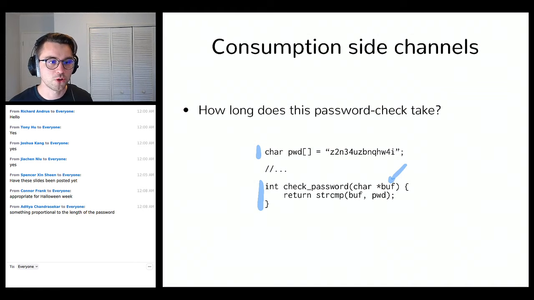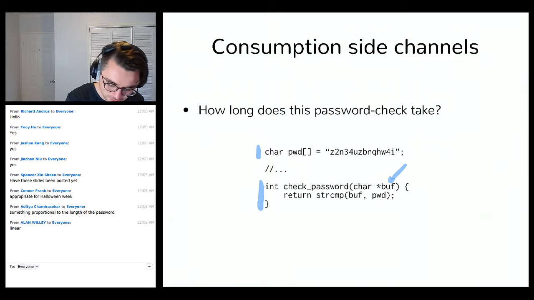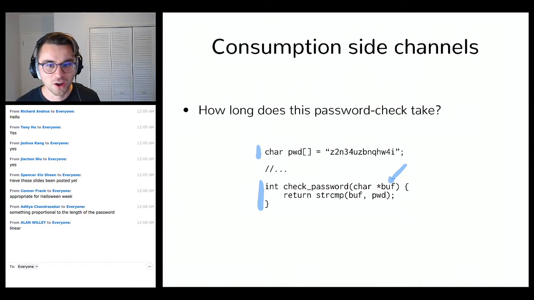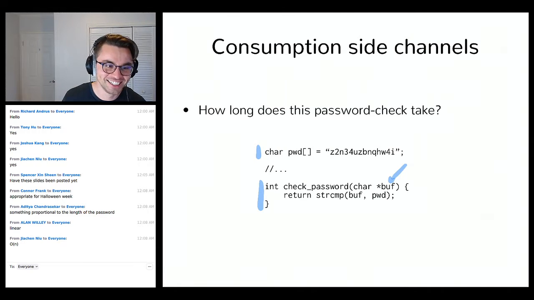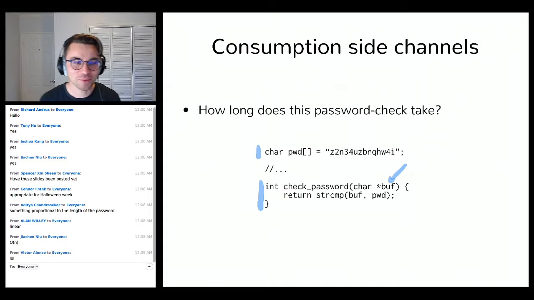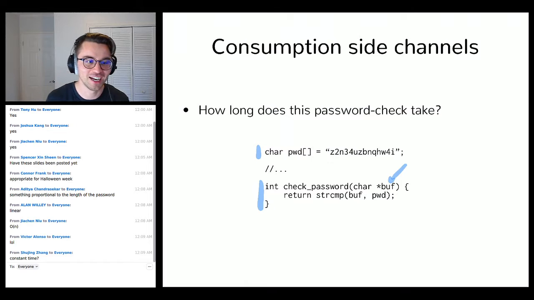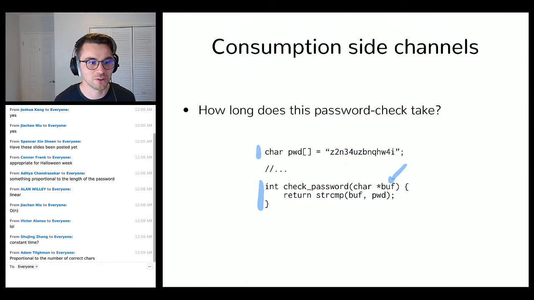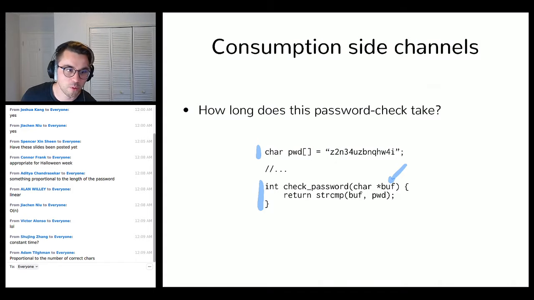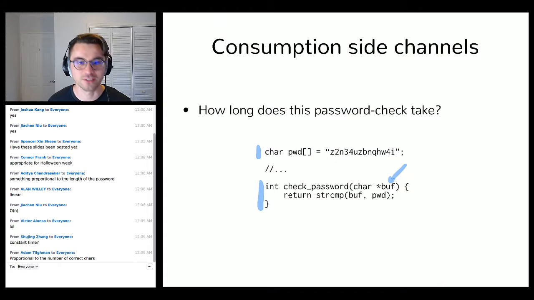Okay, so something proportional to the length of the password. This is very much like a theoretician. It is O(n) of some sort. But we're in the side channel lecture, so we're talking about implementations, not abstractions. So proportional to the number of correct characters. Yeah, that's the most precise one.